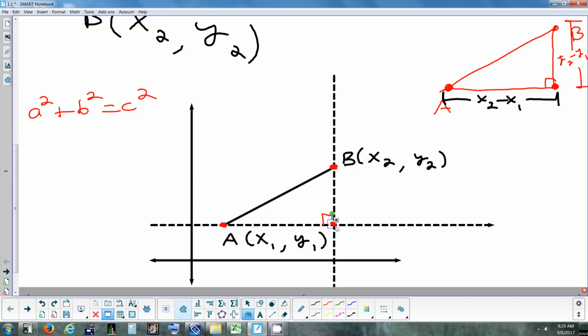Pythagorean theorem. Except I'm not calling the bottom side A, I'm calling it x2 minus x1. That's A. I'm not calling the height B, I'm calling it y2 minus y1. So all you have to do is plug in the two things I circled over here, and that gives you the distance formula.